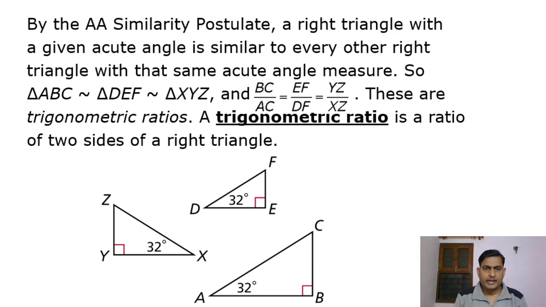By the AA similarity postulate, a right triangle with a given acute angle is similar to every other right triangle with that same acute angle measure. So, if you see the below three triangles, ABC, DEF and XYZ, all three are similar to each other. And the side ratios BC upon AC is equal to EF upon DF is equal to YZ upon XZ. So these are called trigonometric ratios. A trigonometric ratio is a ratio of two sides of a right angle triangle.